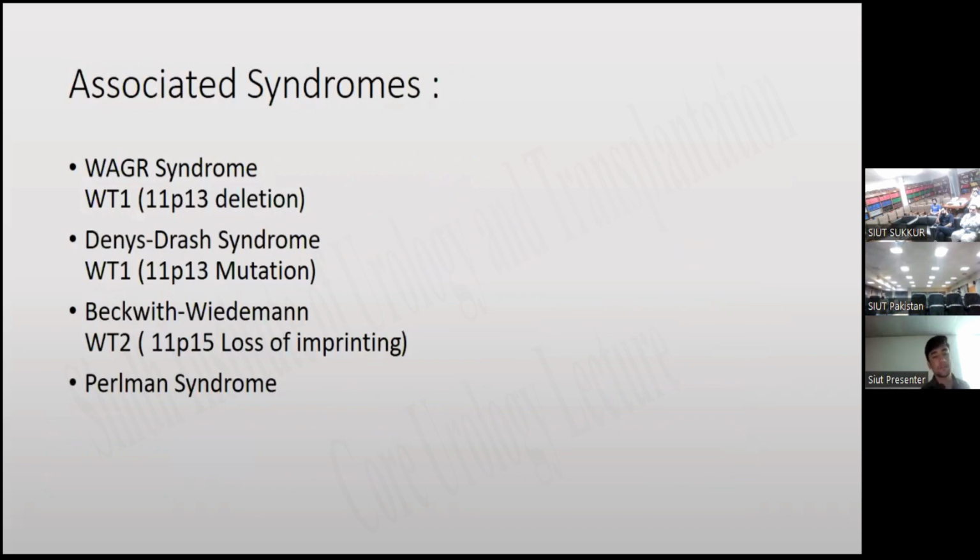So the associated syndromes are WAGR syndrome. These are the most common syndromes: WAGR syndrome, Denys-Drash syndrome, Beckwith-Wiedemann syndrome, and Perlman syndrome. It is necessary to have an idea about these syndromes so that we can pick up the additional findings in the clinical examination as well, while examining a patient with full history.